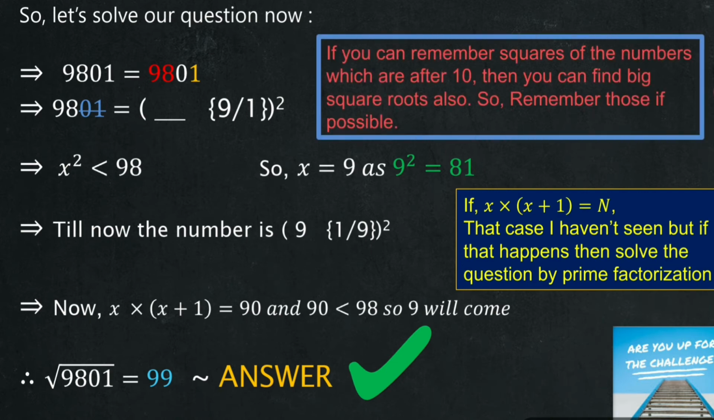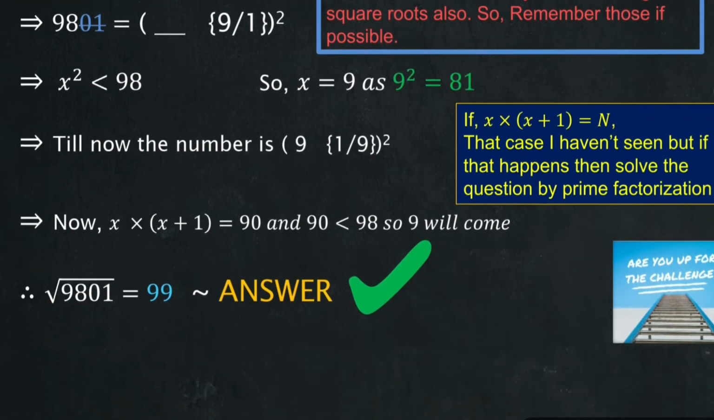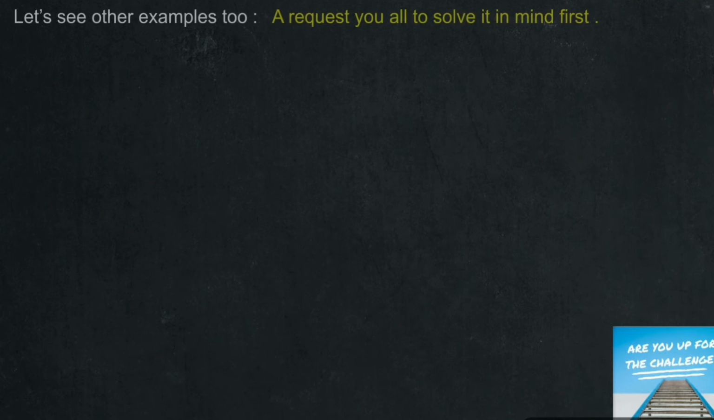And I will suggest, if you are going to remember squares above 10 also, then you can do square roots above 100, 101, something like that. You can figure out the answers. So let's see a couple of examples, then you are going to get all of these things.